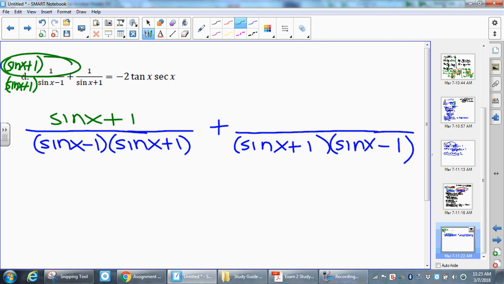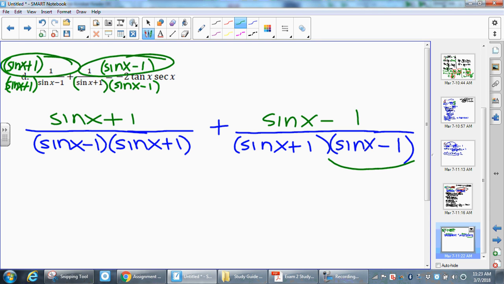Negative 1. Not just negative 1. Don't forget the whole negative thing. This whole sine x minus 1. So sine x minus 1, top and bottom. So that times 1 is just sine x minus 1.